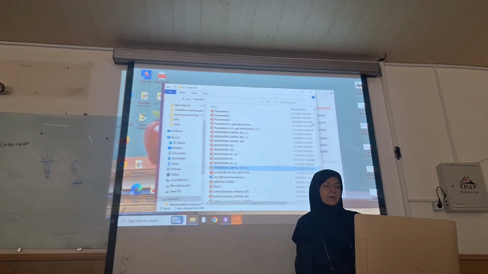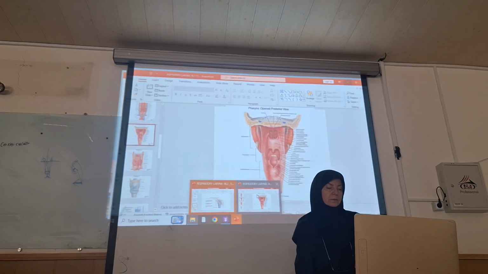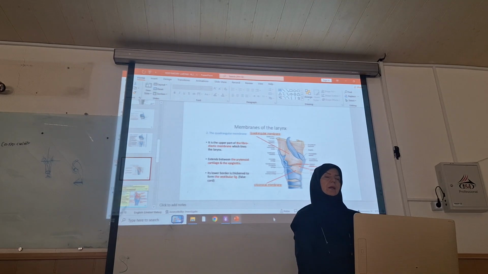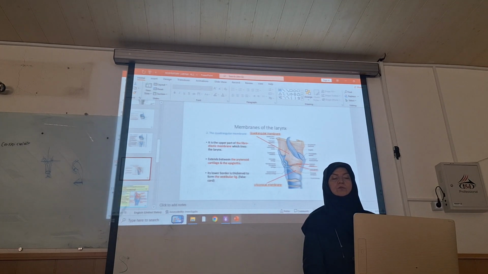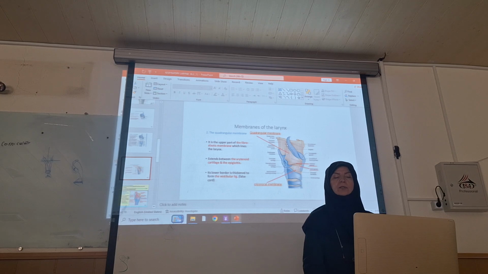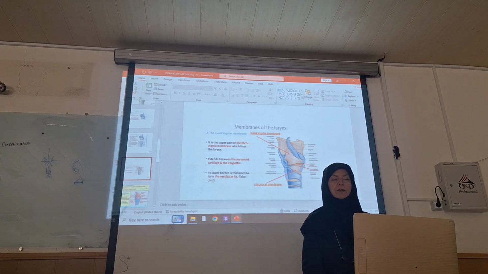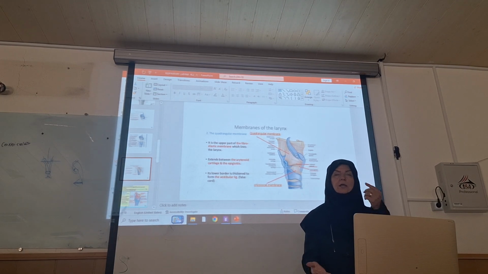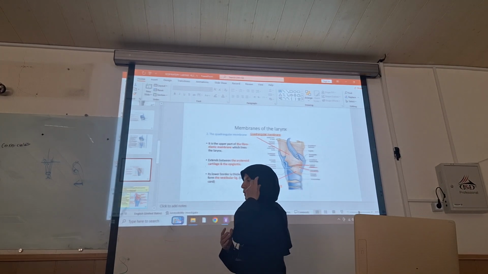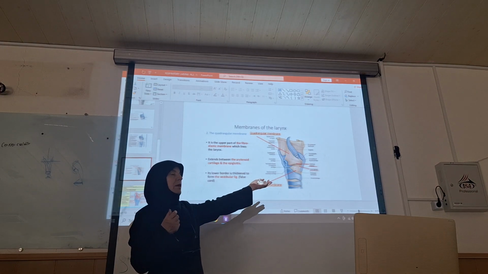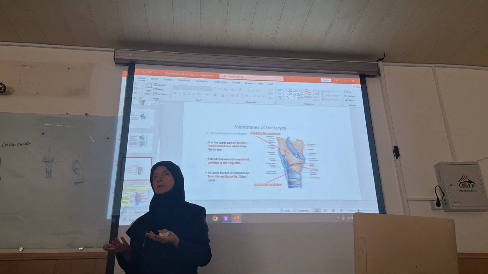Now we come back again to this picture. Here it shows one of the aryepiglottic folds. It is formed by which part of the quadrangular membrane? Superior border or inferior border? Superior.